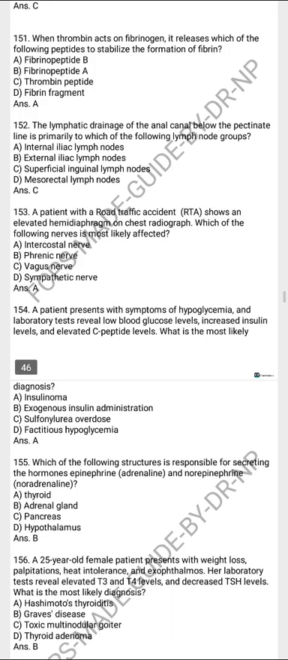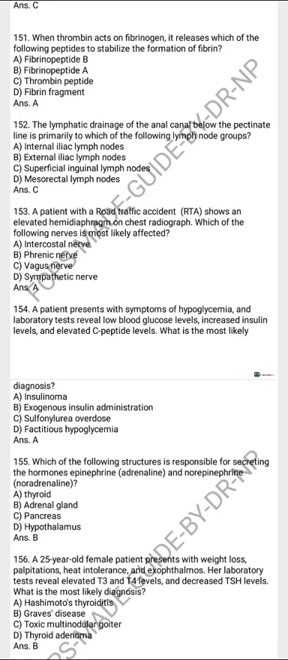The superficial inguinal lymph node. A patient with a rotor extension shows an elevated hemidiaphragm on the chest radiograph. Which of the following nerves is most likely affected? That is the intercostal nerve.